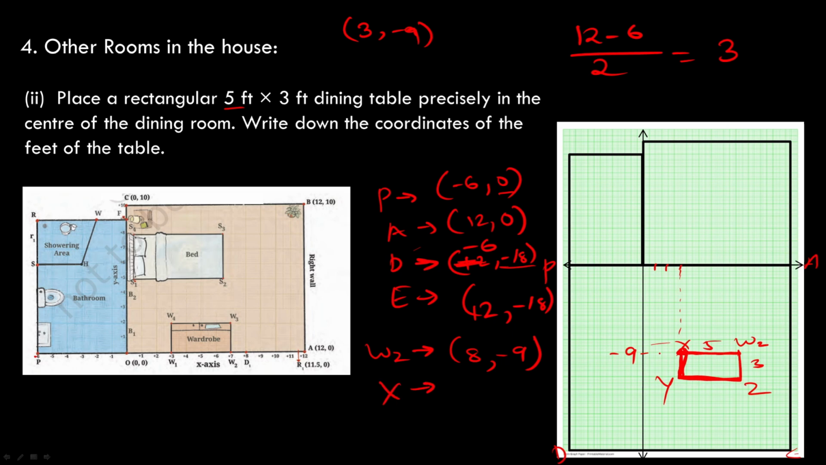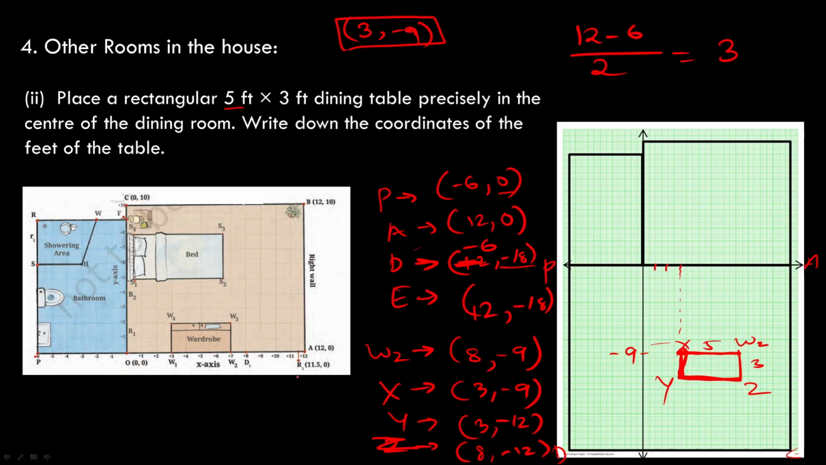Then X, this is X, and this is the midpoint, like the corner. So this is going to be 3, minus 9, and then Y. Y is going to have the same x-coordinate as the midpoint, but a different y-coordinate. So it is going to be minus 3, and it goes down 3 units: minus 9, and another minus 3, which is minus 12. And then Z, we can now move 3 units down from W2, so this is going to be 8, minus 12, and with this we got all our points.